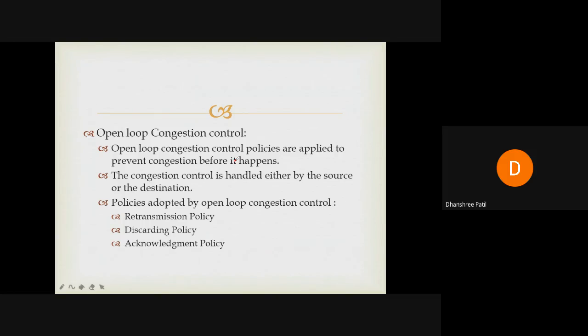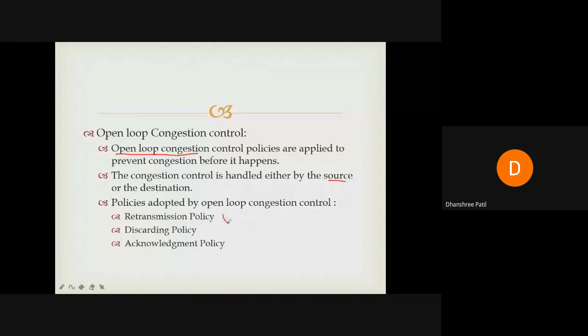Open loop congestion control policies are applied to prevent congestion before it happens. This congestion व्हायच्या अगोदर काय केलं पाहिजे? How to control the network before congestion happens. That is nothing but the open loop congestion control policies or techniques. Congestion control is handled either by the source or the destination in both techniques, open as well as closed loop.